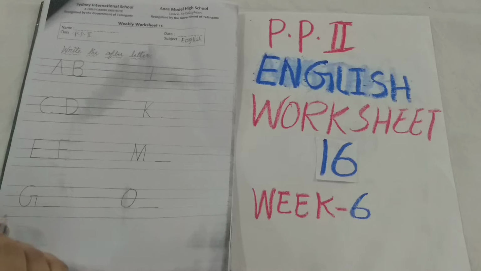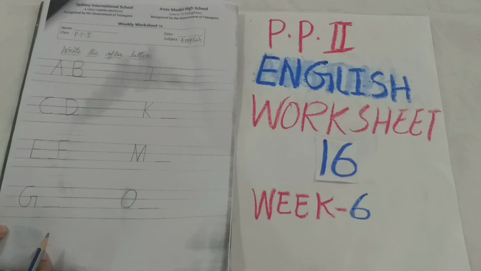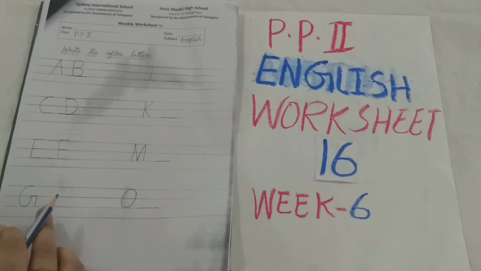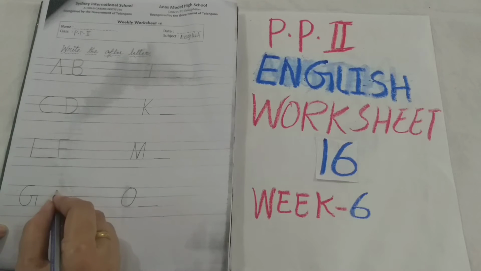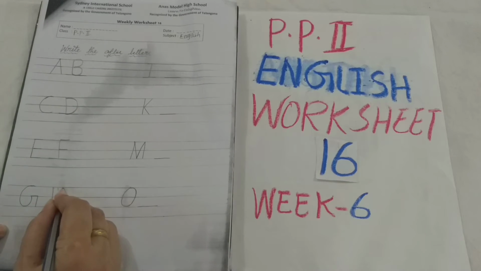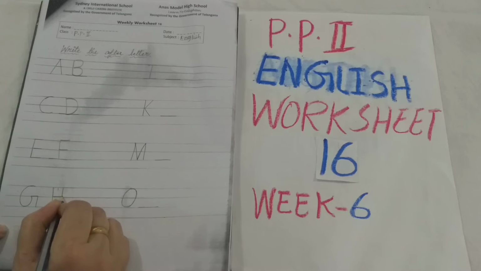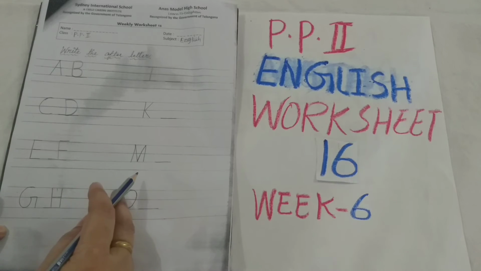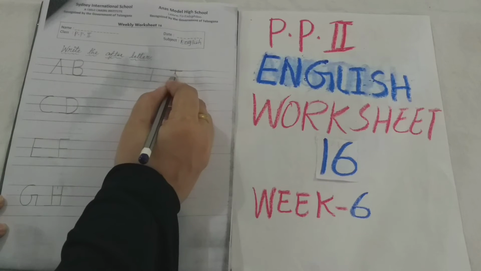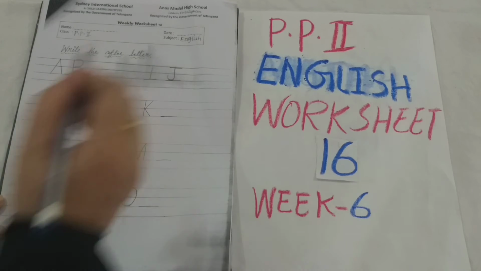Now G is here. Capital G is here. G after which letter are you going to write here in the dash? Which one is the correct letter, children? G after H you have to write here. Capital H. Okay. Now I is here. I after J. Write it down, J in the dash.